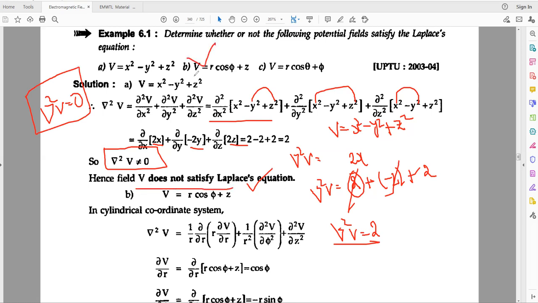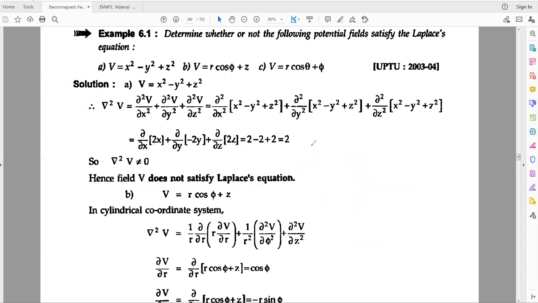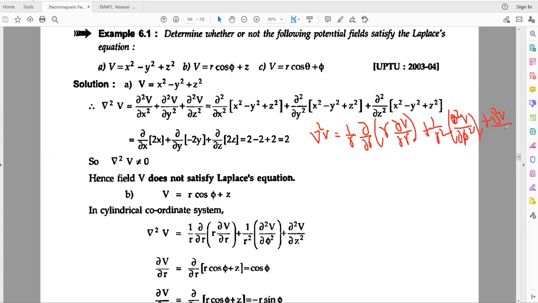And the second one, V is given. V is equal to R cos phi plus Z. So ∇²V is equal to, because it is cos phi and the Z, take it as a cylindrical coordinate system. That cylindrical coordinate system is 1/R ∂/∂R of R into ∂V/∂R, plus 1/R² into ∂²V/∂phi² plus ∂²V/∂Z². Okay, my dear students.